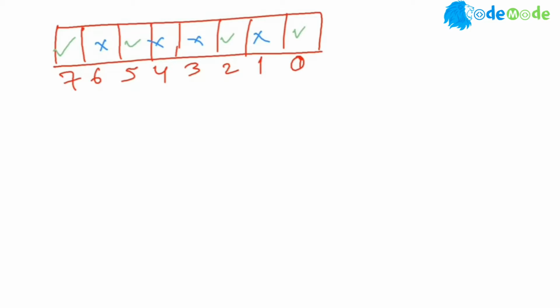Now, if I give you a set of data like this, a combination of on and off, how do you know the value in terms of decimal? That is what we are going to quickly learn.